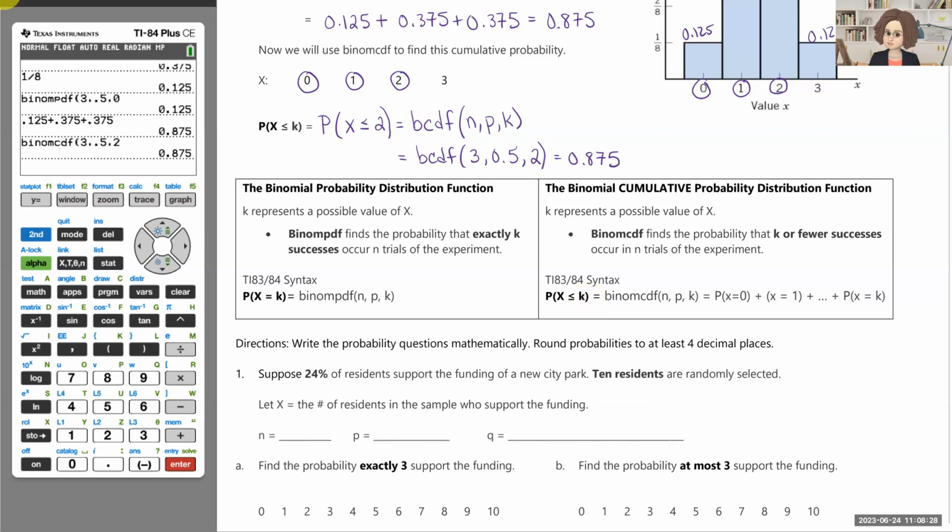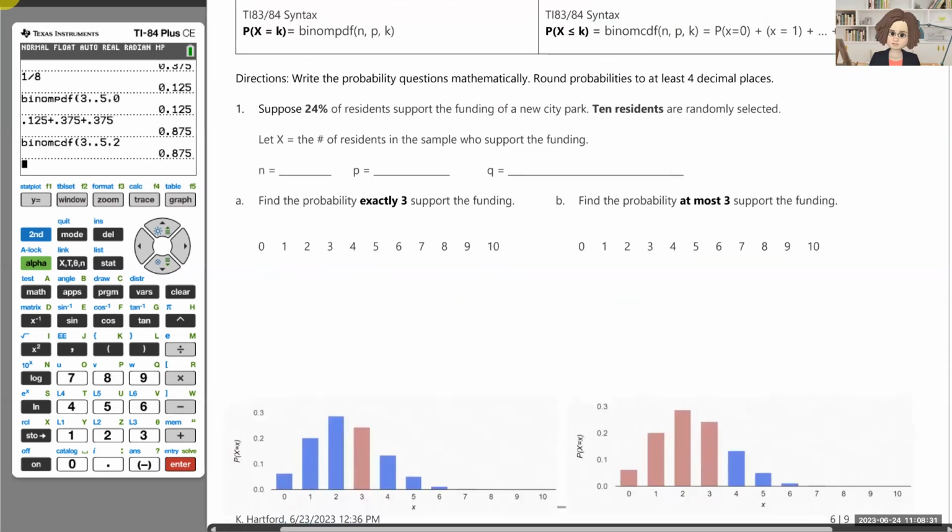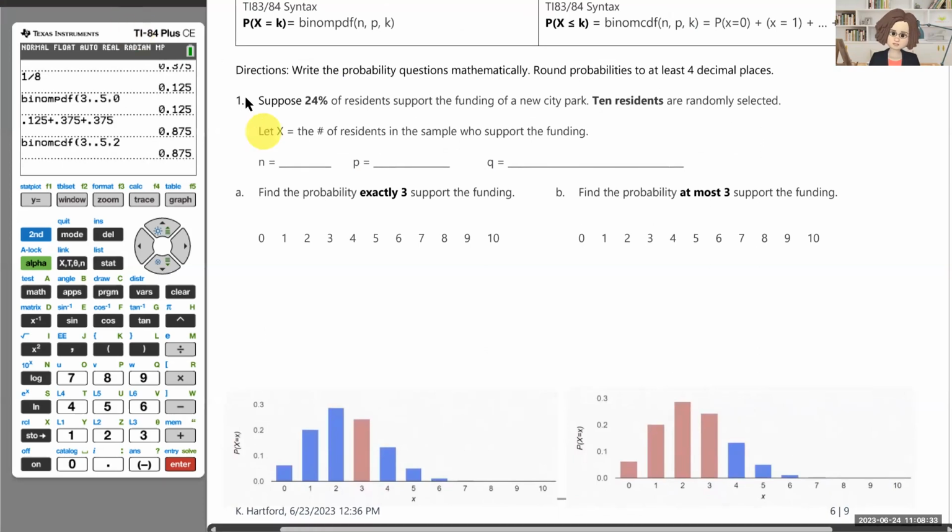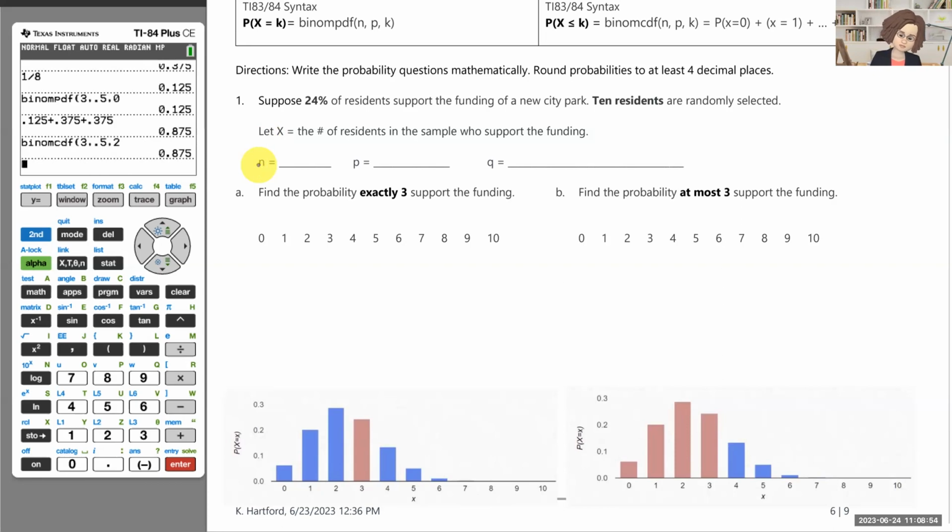All right, so let's try one other than the coins here. Suppose that 24% of residents support the funding of a new city park, and we pick 10 residents at random. X will be the number of residents in that sample who support the funding. So this will be a binomial experiment, and our n would be 10. We're going to talk to 10 people. Lowercase p, the probability of a success. They say 24% support the funding, so that will be 0.24.